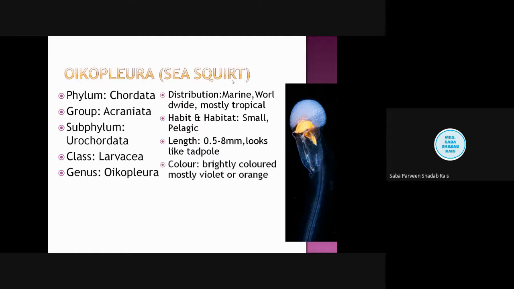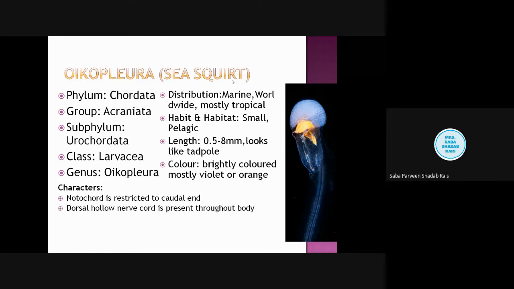Now when you observe their color, they are brightly colored, usually violet or orange. When we talk about their characters, the notochord is restricted to the caudal end. The dorsal hollow nerve cord is present throughout the body.